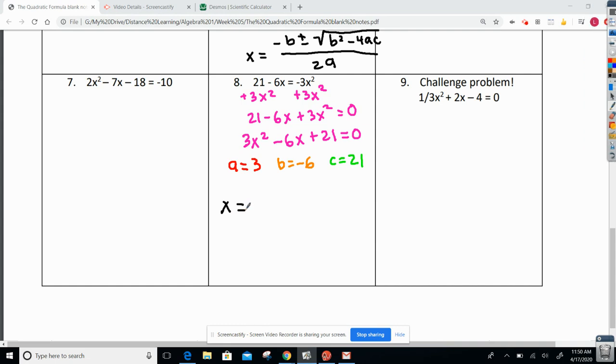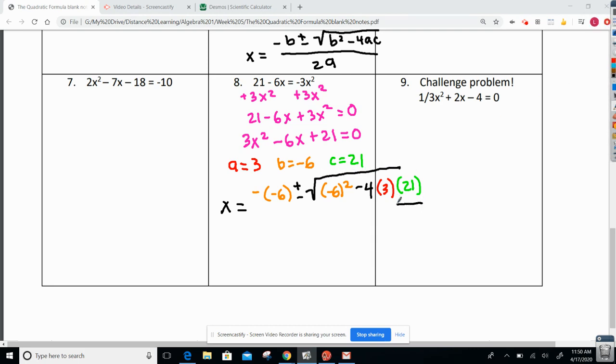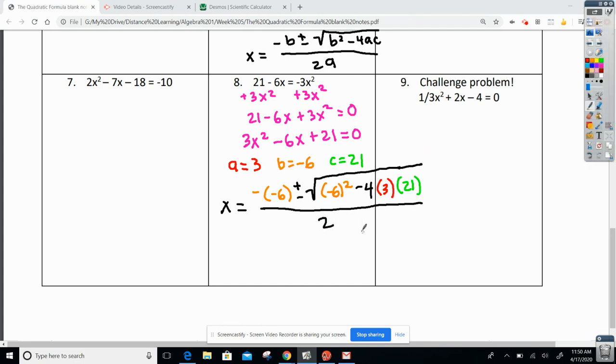So I have x equals negative b, so negative 6, plus or minus the square root of b squared, so negative 6 squared, minus 4 times my a value, which is 3, times my c value, which is 21, and all of that is over 2 times my a value, which in this case is 3. I plugged it all in. Now what I need to do is simplify it.